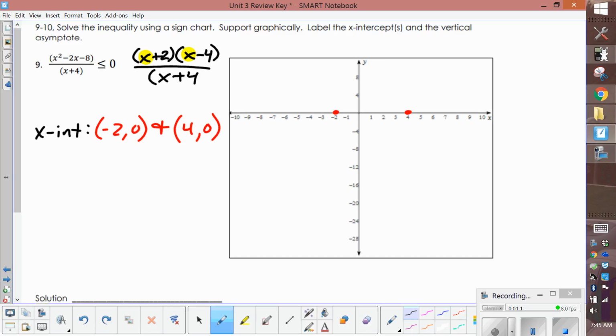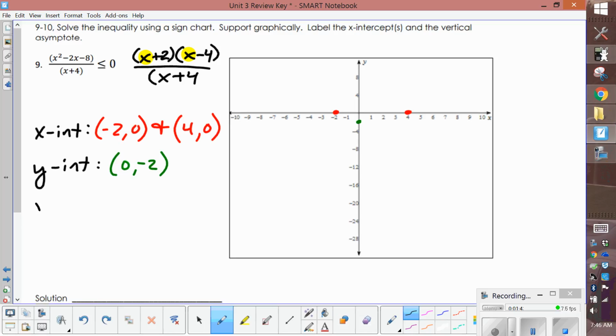Number 2, I'm going to put a y-intercept in. This is anytime I'm plugging 0 in for x values. So I look at my original. If x is 0, I'd be left with negative 8 over 4, which we know is negative 2. So we'll plot that point, and make sure you double check your scale here.